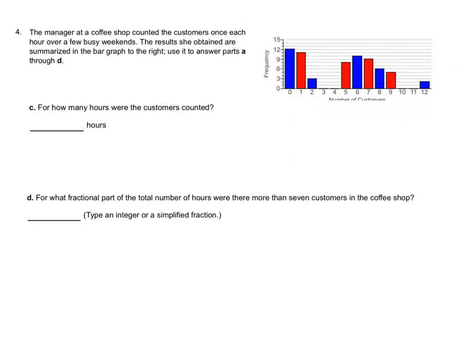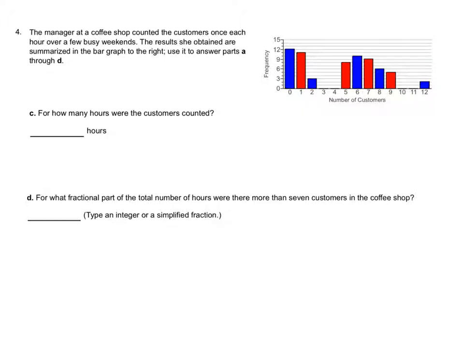Part C. For how many hours were the customers counted? If we look at our chart, again, the horizontal axis is the number of customers, and then the frequency is on the vertical axis, and the frequency represents the number of hours. So we're going to add all of the frequencies together. If we look at the first bar, our frequency is 12. If we look at the second bar, which corresponds to 1 customer count, that would be 11. And then the frequency for the third bar is 3.